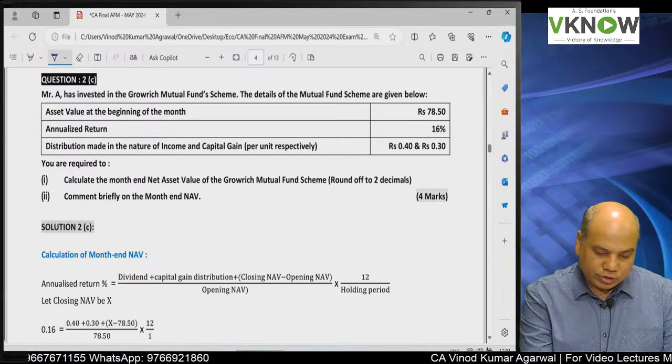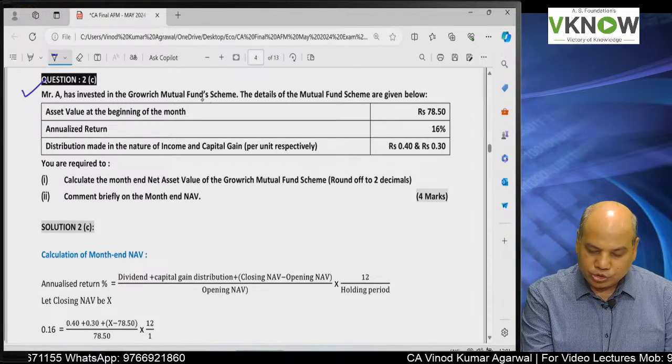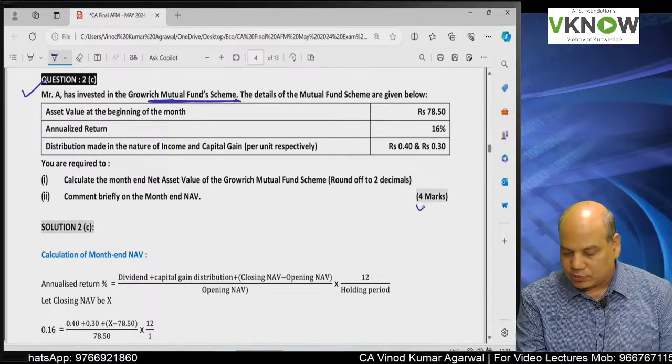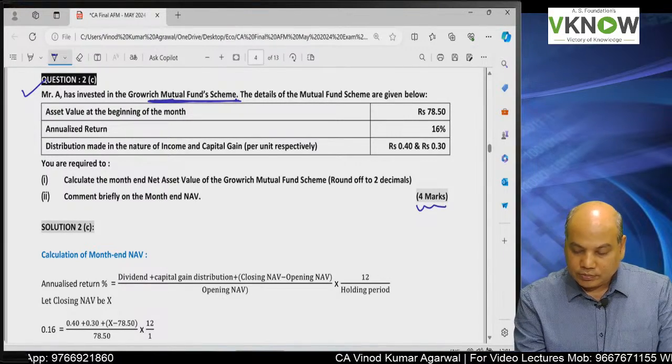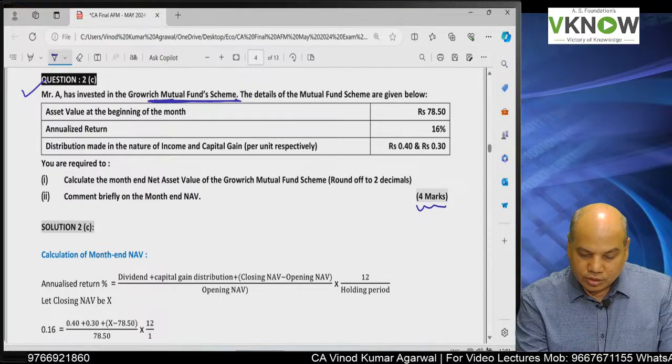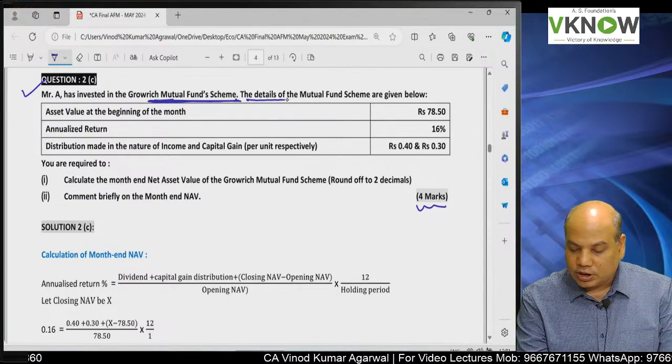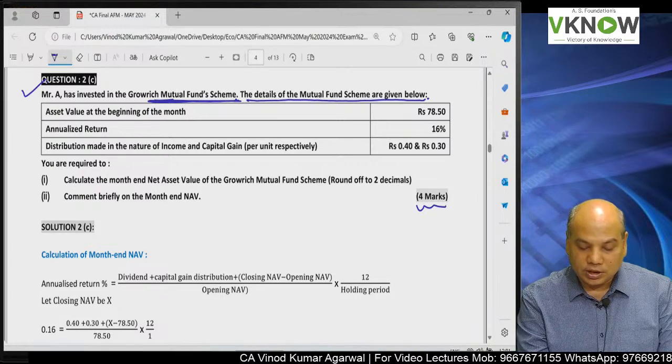Okay, now we'll come to question number 2C. It was from mutual fund. Very easy question for 4 marks. Anybody could do it. Mr. A has invested in Grow Rich mutual fund scheme. The details of the mutual fund scheme are given below.